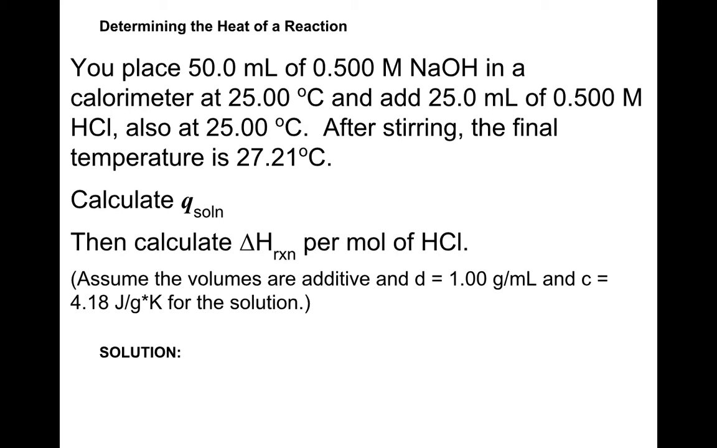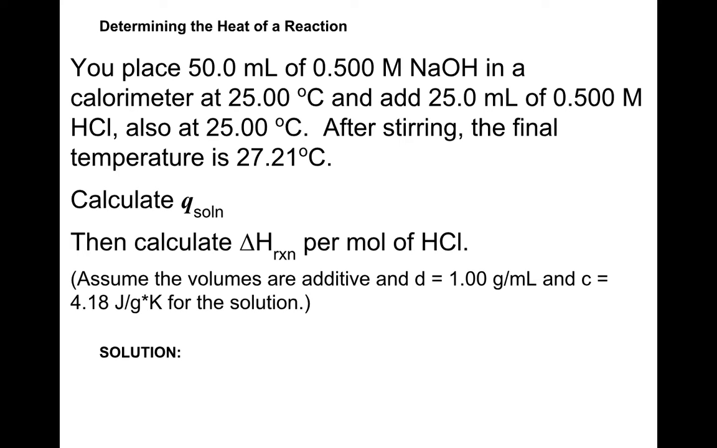We went from 25 degrees to 27 degrees. That would indicate to us that this is an exothermic reaction. It is releasing heat energy, and for that we would expect that our delta H would be a negative value, right? Okay, good. First, we have to start by finding Q.